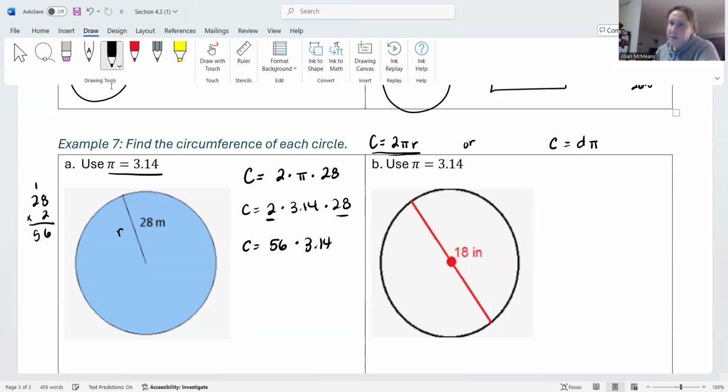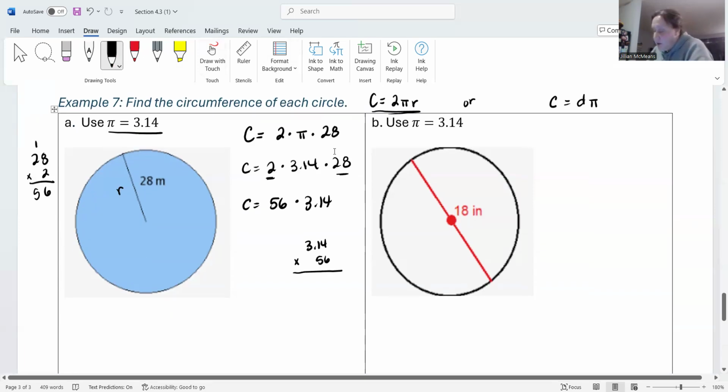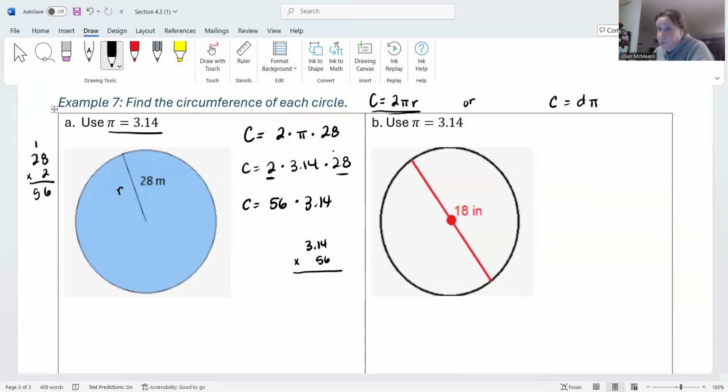Okay, and now I can do the side work for the harder multiplication. So I've got 3.14 times 56. Let me scroll down just a smidgen. Okay, so let's see. 6 times 4 is 24, so I'm going to keep a 4, carry a 2. 6 times 1 is 6, plus 2 is 8, and then 6 times 3 is 18. So I've multiplied by the number in the ones place. Now I need to multiply by the 5, which is in the tens place.